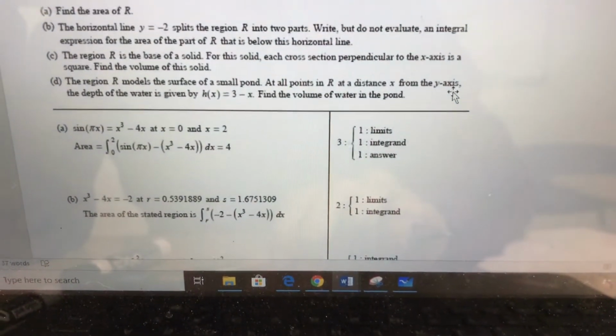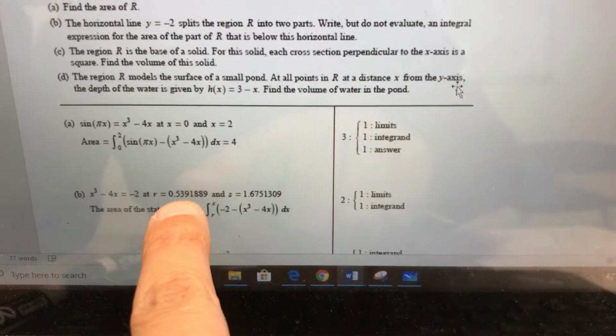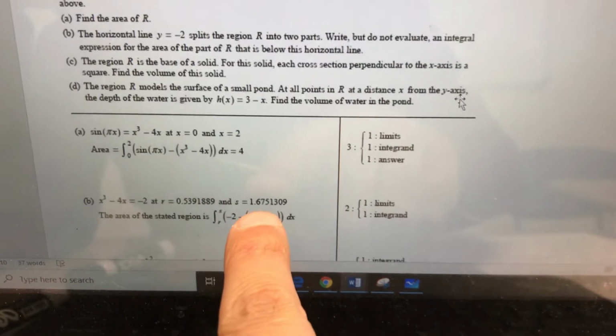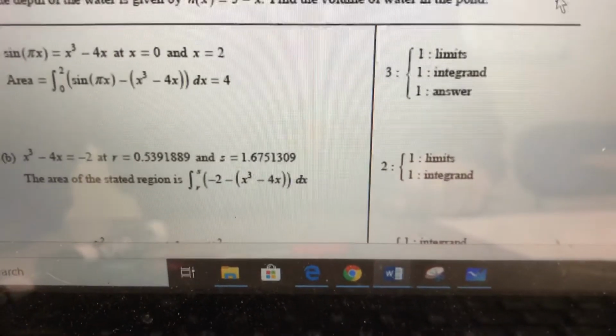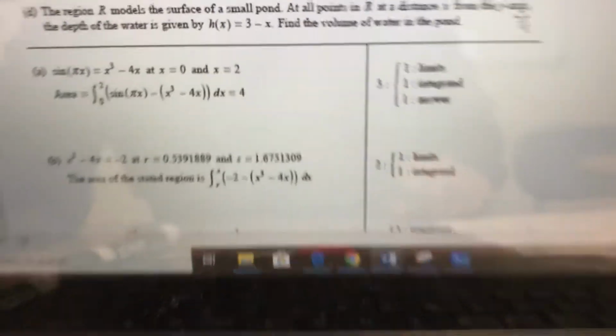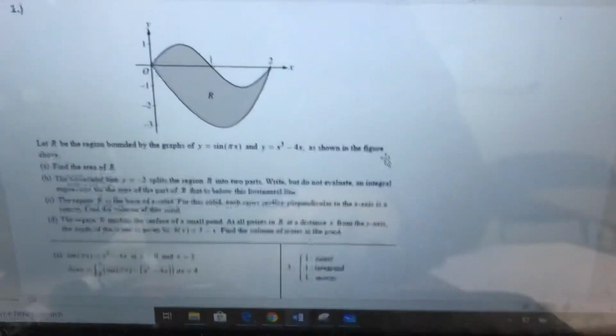Okay, negative 2 minus x cubed minus 4x. They found the intersection points there to be at 0.539 and about 1.675. They used variables to represent those in theirs. And we're already up to 5 out of 9, which is already a passing rate, which is pretty nice. Okay, let's take a look at part C here.